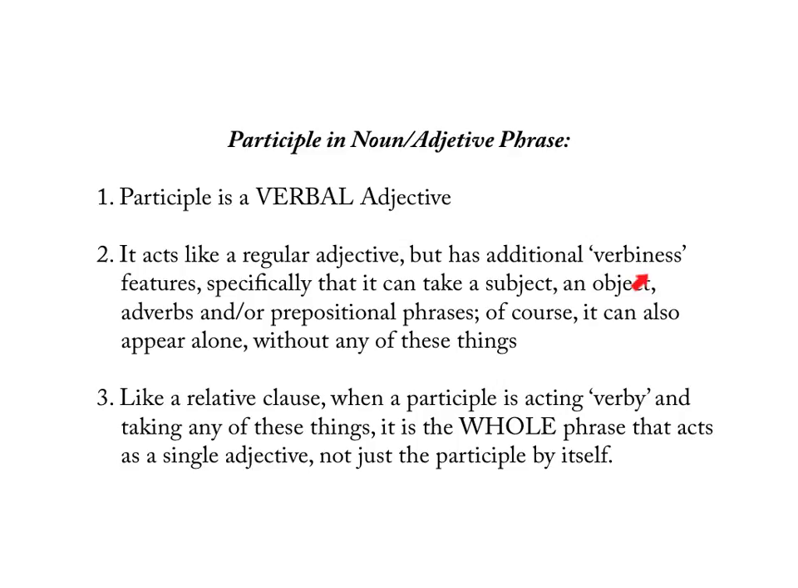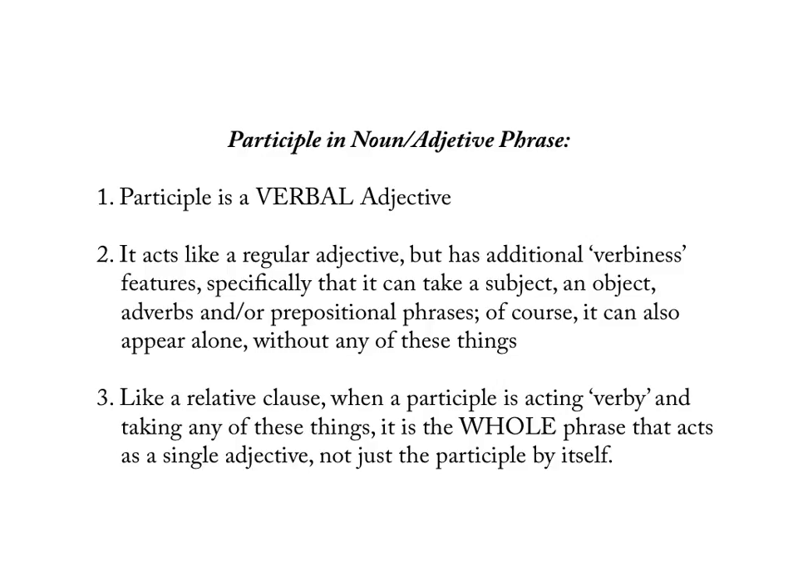And what that means by verbiness is that it can take a subject or an object or an adverb or a prepositional phrase, just as if it was a regular sentence. It can also appear alone without any of these things. Like a relative clause, when a participle is acting verby and taking subjects or objects, etc., it is the whole phrase that acts as a single adjective, not just the participle itself. And so lots of times students get mixed up with all the extra verbs that go along with these things. But you have to think of, okay, there's the head noun.